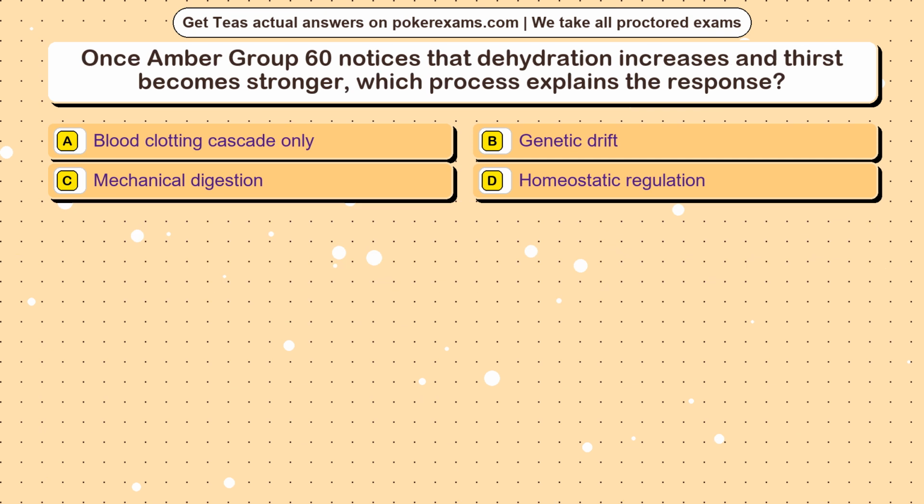Question 17. Once Amber Group 60 notices that dehydration increases and thirst becomes stronger, which process explains the response? Option A, blood clotting cascade only. Option B, genetic drift. Option C, mechanical digestion. Option D, homeostatic regulation.